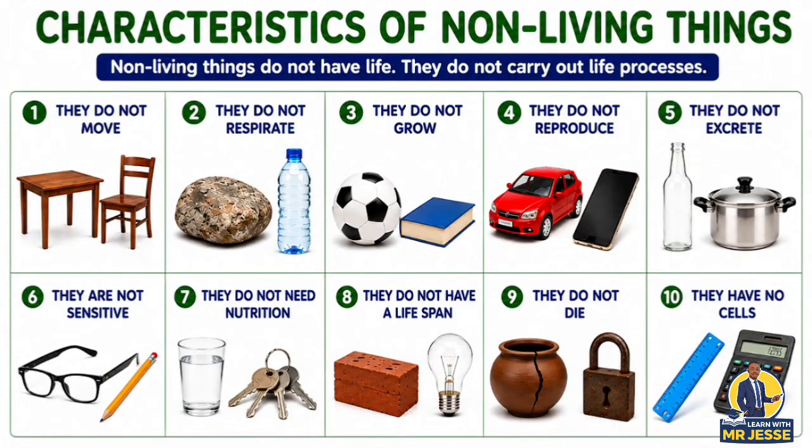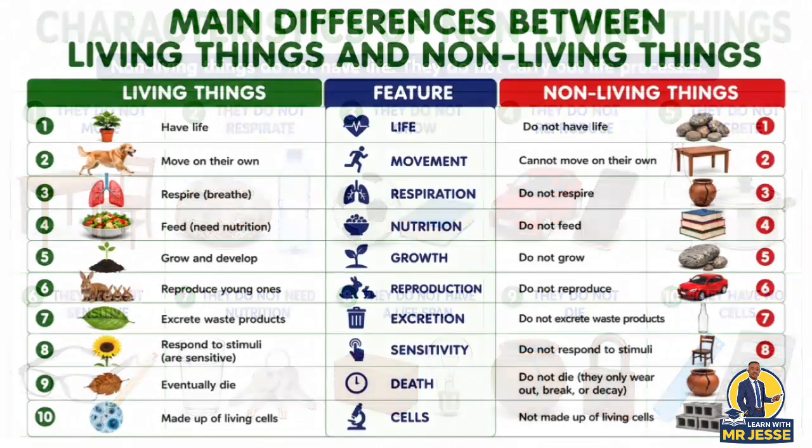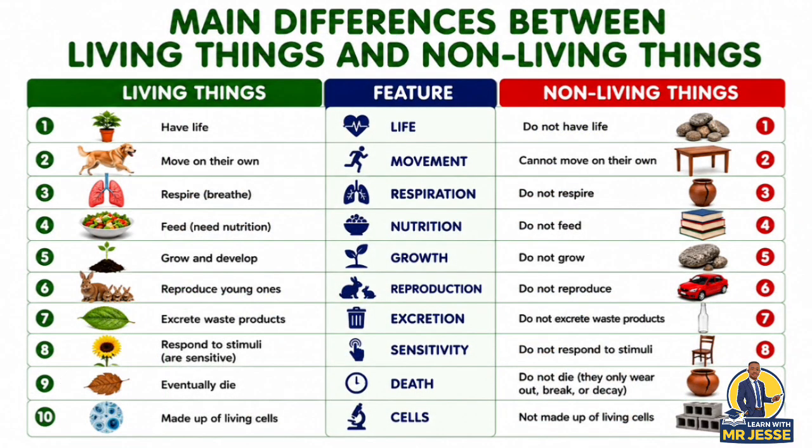Let us now examine the characteristics of non-living things. Non-living things do not feed. They do not grow naturally. They do not respire. They do not reproduce. They do not excrete waste products. They do not respond to stimuli. And they do not carry out any life processes. These characteristics help us distinguish non-living things from living things.